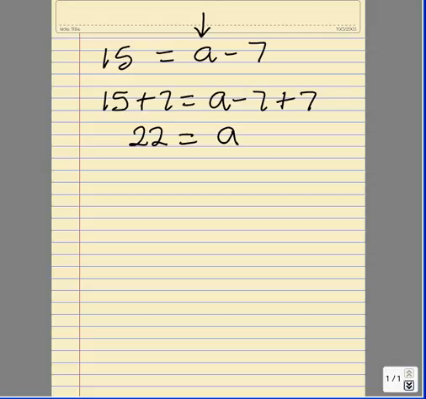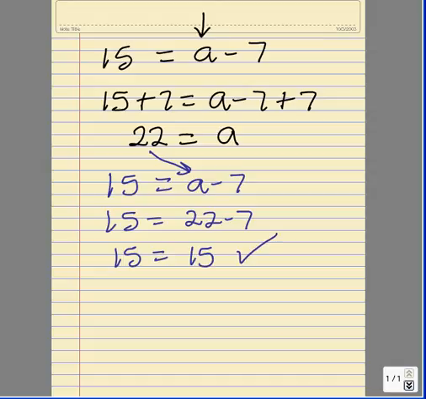Now we have our answer. Now it's time to check it. So we rewrite the original equation. 15 equals a minus 7. Substitute in the 22 for the a. 15 equals 22 minus 7. Do the calculation. 15 equals 15, and it checks.